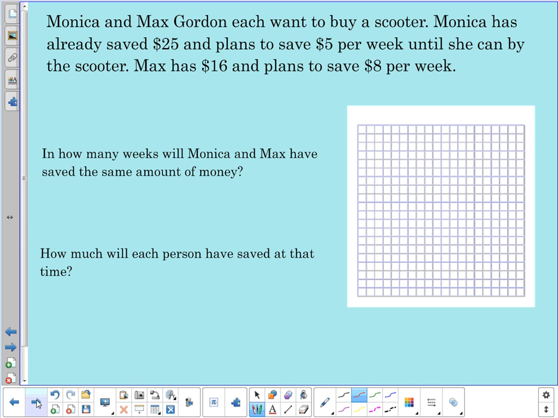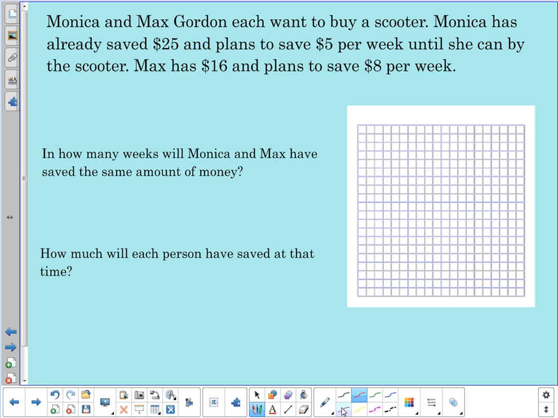In number 5, we're talking about Monica and Max Gordon. They each want to buy a scooter. Monica has saved $25 and plans to save $5 per week until she can buy the scooter. Max has $16 and plans to save $8 per week until he can buy the scooter. So the question is, in how many weeks will Monica and Max have the same amount of money? And how much will each person have saved at that point?